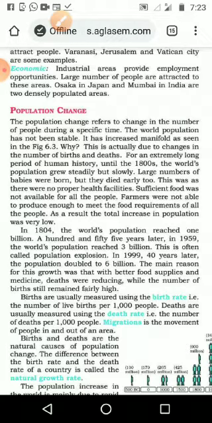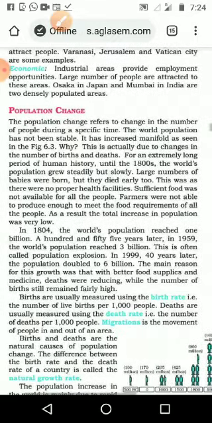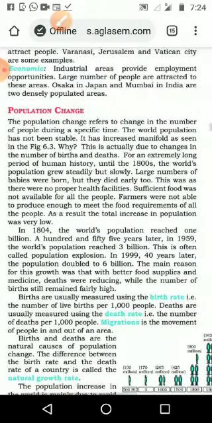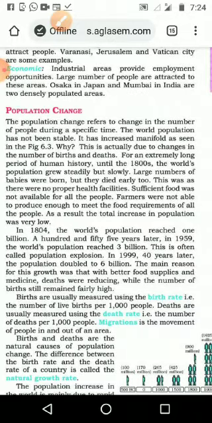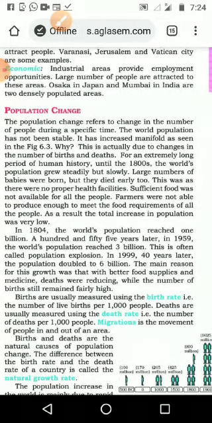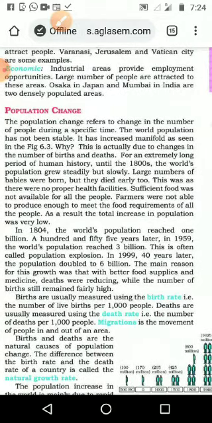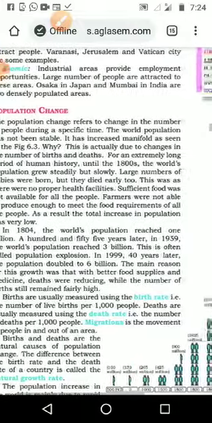The change may be an increasing change or a decreasing change. That is not the matter, but in a specific time, what is the change in the population. That may be in age, education qualification or sex, everything is included in that. And the world population has not been stable. It is not in a stable way. Every day it is changing, and it has increased manifold as seen in figure 6.3.